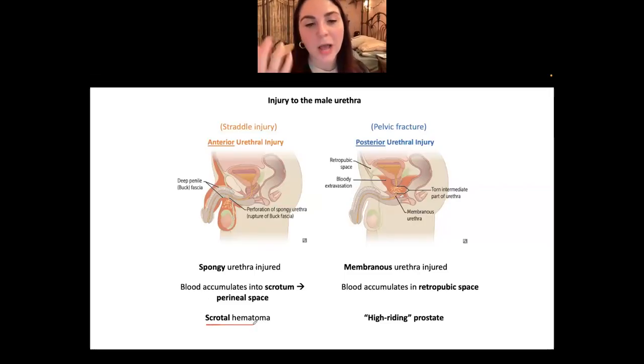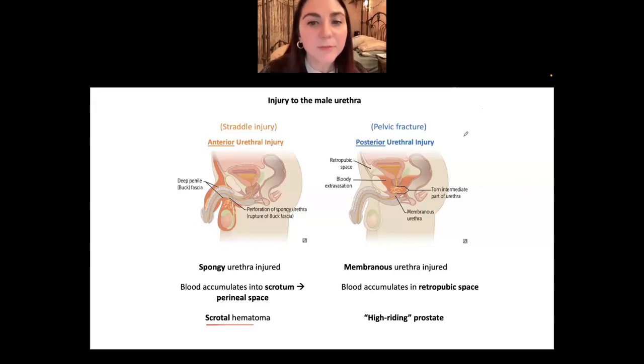And then how this would present clinically, so how a patient would come in, it would present as a scrotal hematoma. So a patient would come in, and their scrotum is enlarged, and the doctor would say, yeah, you have a scrotal hematoma, and they would diagnose them with a straddle injury.